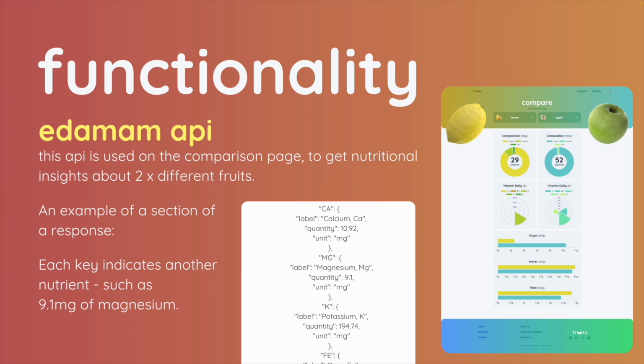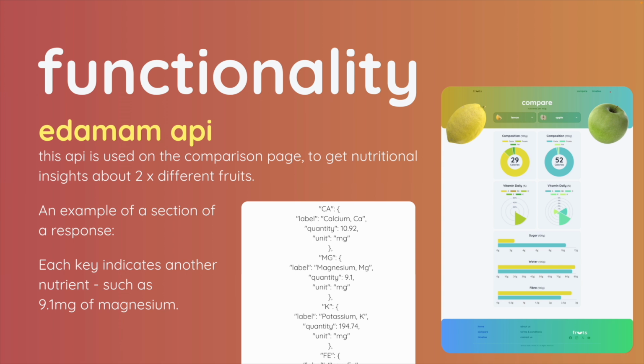So I'm going to talk about functionality. We're starting off with the edamame API. This is the first API that I selected, and it's on the comparison page. And you basically get nutritional insights about the fruit, whatever you have compared. You can see here this white section in the middle. This is what one of the responses would look like.